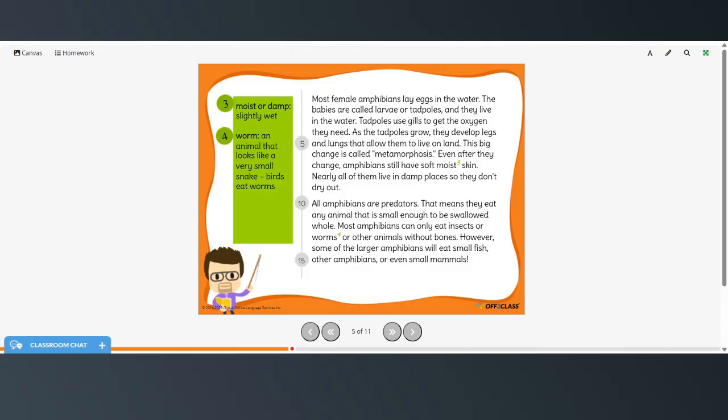Even after they change, amphibians still have soft, moist skin. Nearly all of them live in damp places so they don't dry out. All amphibians are predators. That means they eat any animal that is small enough to be swallowed whole. Most amphibians can only eat insects or worms or other animals without bones. However, some of the larger amphibians will eat small fish, other amphibians, or even small mammals.